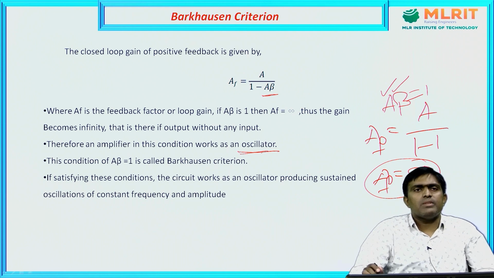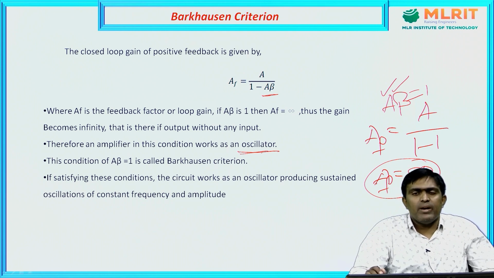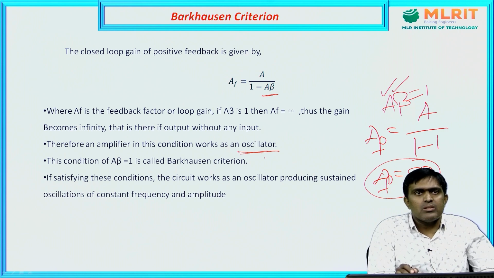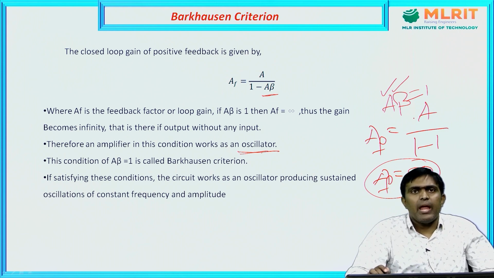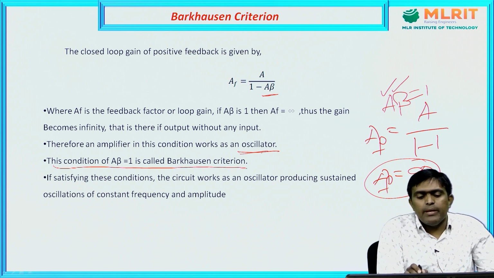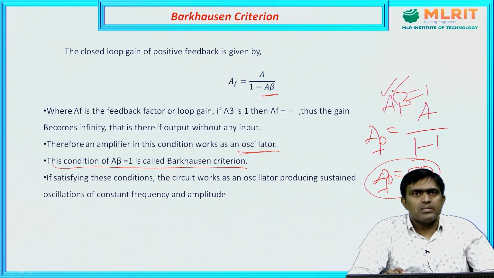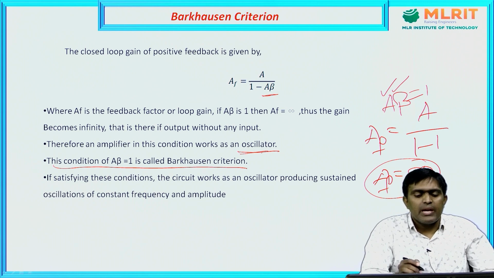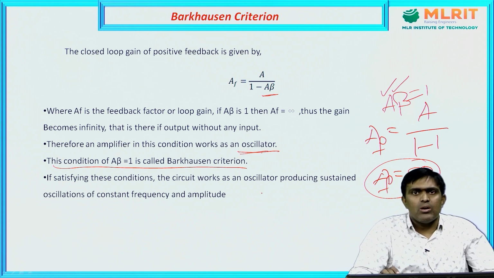So from this expression, under which condition can the amplifier act as an oscillator? When the product of A into beta equals 1. This condition A beta equal to 1 is called the Barkhausen criteria. This is the condition to be satisfied for the circuit to work as an oscillator, to produce sustained oscillations at constant frequency and amplitude.